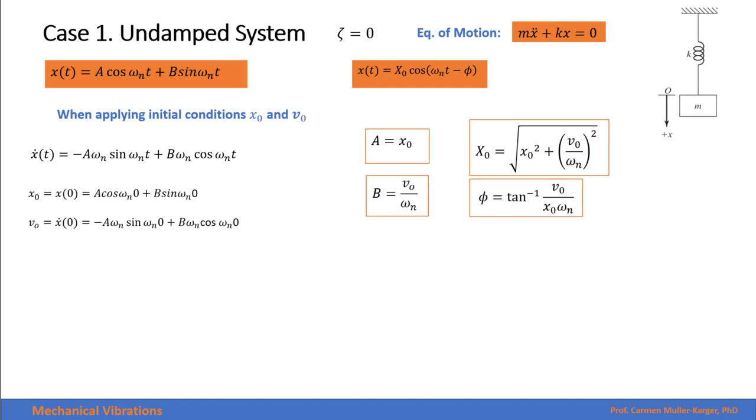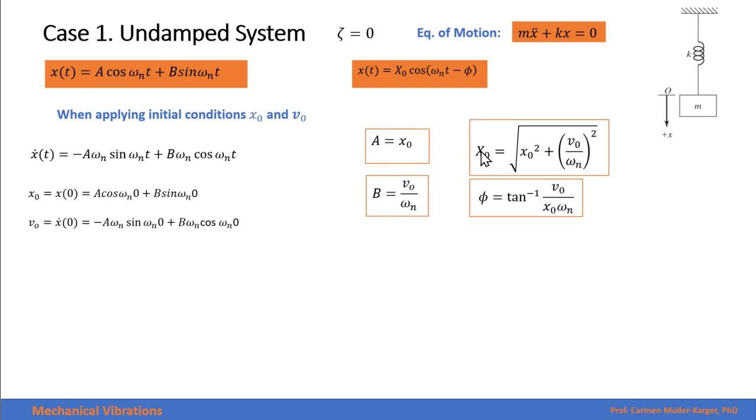Remember that we are studying free vibrations, which is a consequence of giving an initial displacement or initial velocity to the system. If we take this expression and substitute time equals 0, we get this value right here. If we differentiate this expression, we get the velocity, so velocity at 0, and we get this expression. If we solve these two equations, we get a value of A equal to the initial displacement, and B equal to the initial velocity divided by omega n.